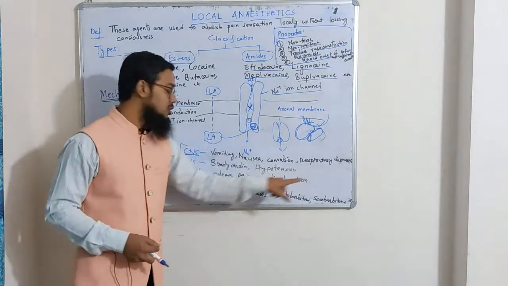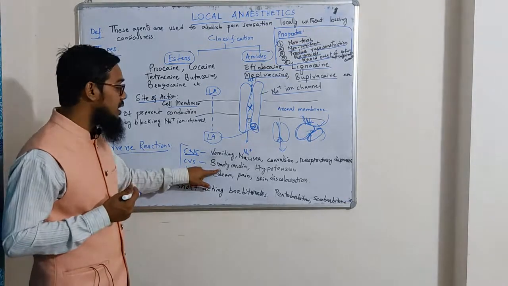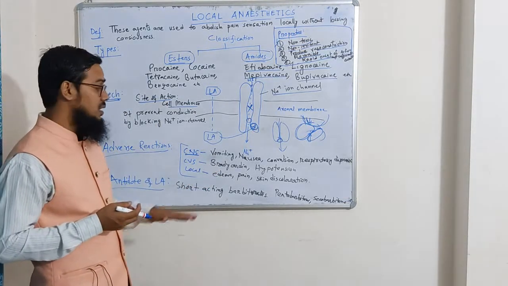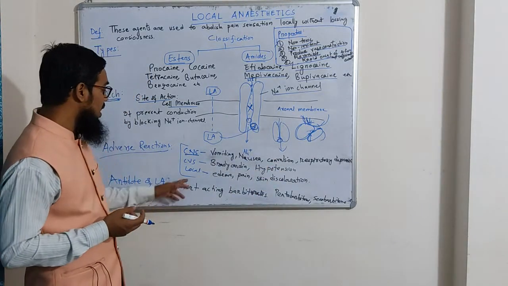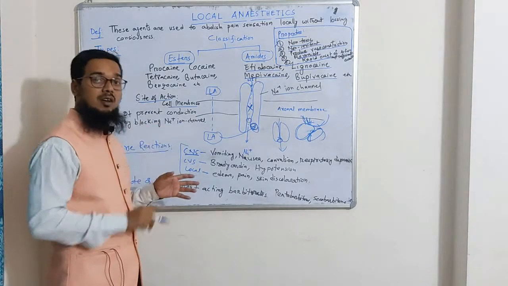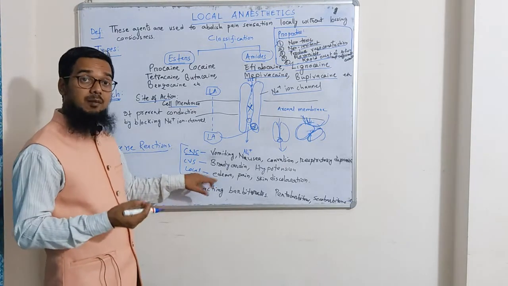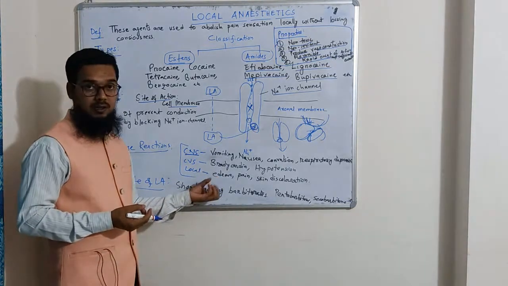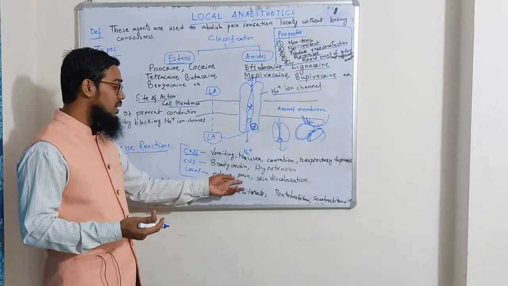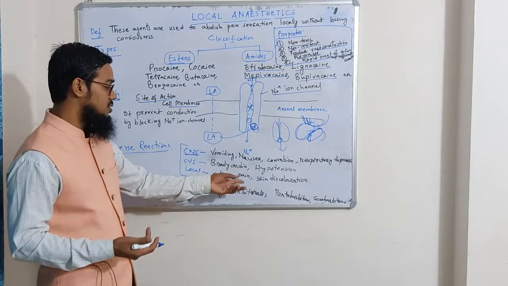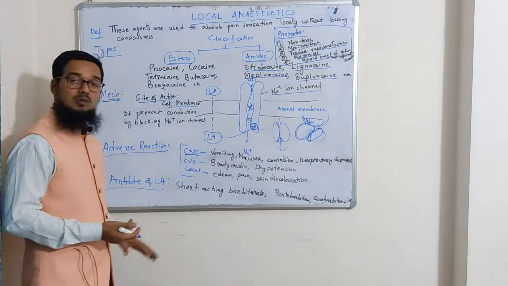In the cardiovascular system, they will produce bradycardia, decreasing the heart rate, and hypotension, decreasing the blood pressure. And locally, in the particular area where these local anesthetics are given, it may produce edema. Edema means fluid retention; swelling will be there. After some time you may feel pain sensation and skin discoloration. Like this, some local problems one can observe.